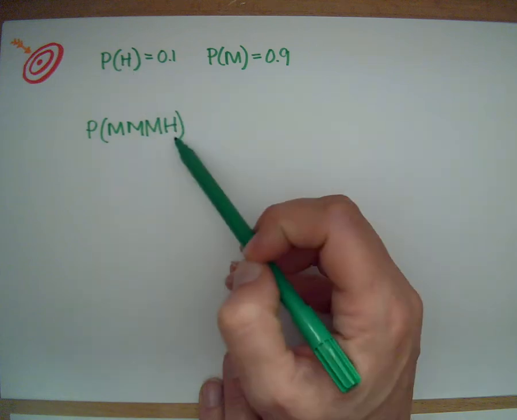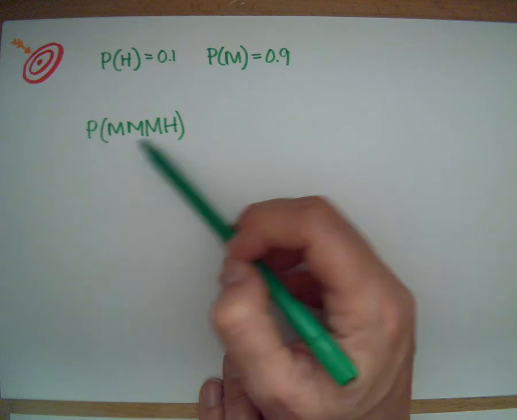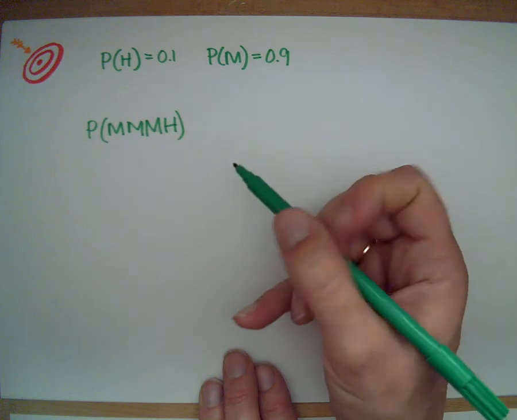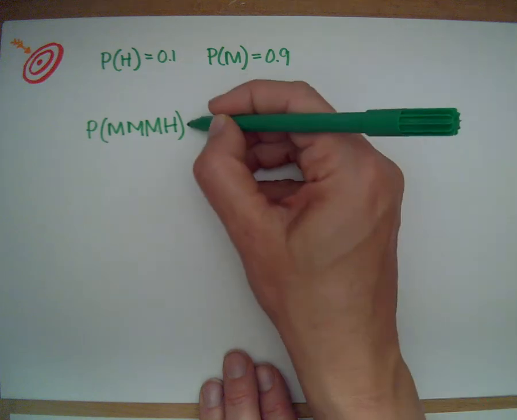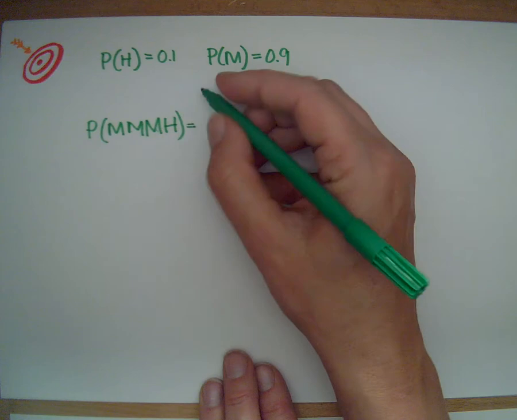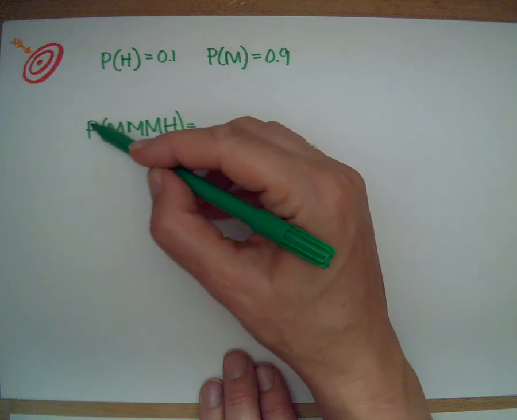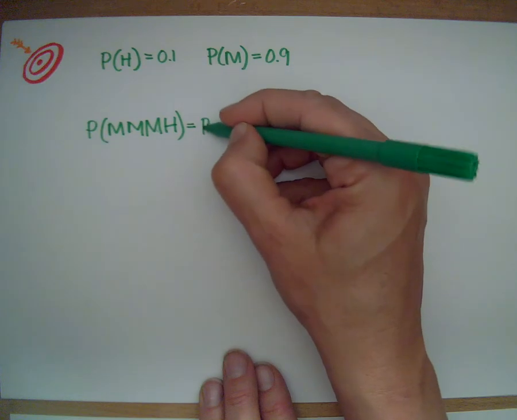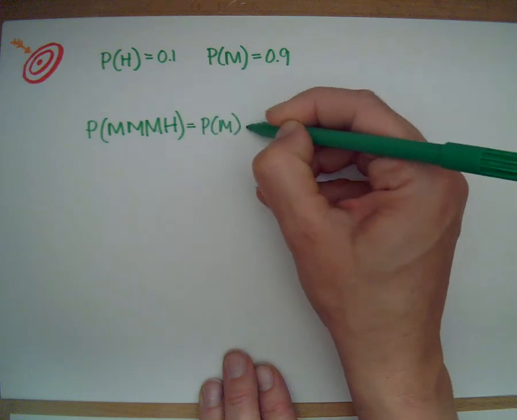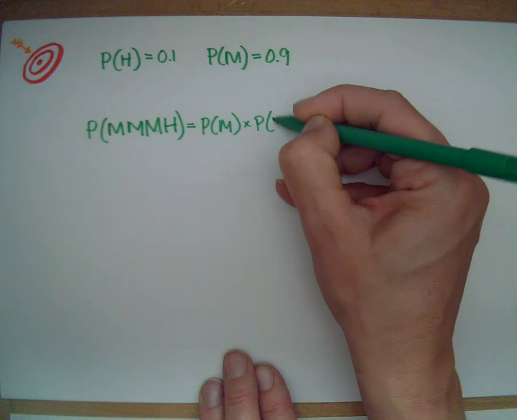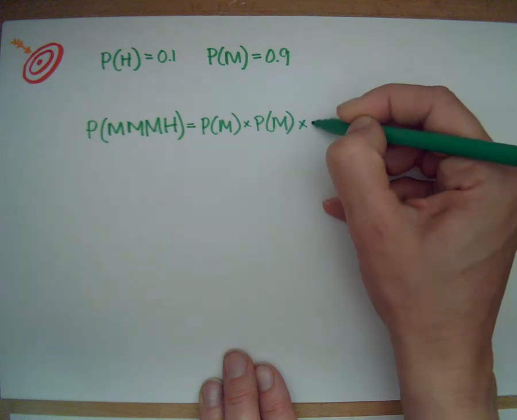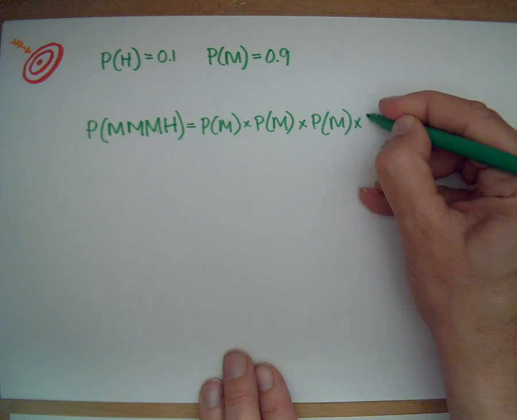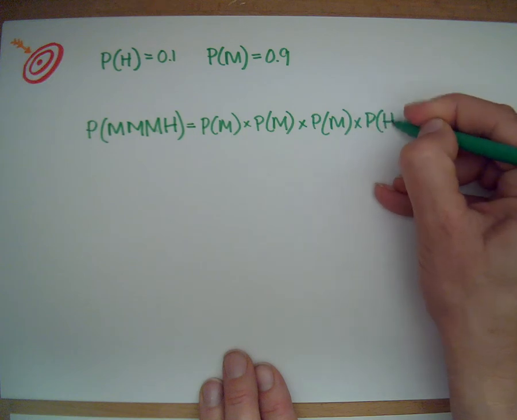Okay, there's only one way to get this. The hit has to be the 4th one, and the first 3 have to be a miss. Let's structure this a little bit. Probability of getting miss, miss, miss, hit is equal to the probability of missing times the probability of missing times the probability of missing times the probability of then getting a hit.